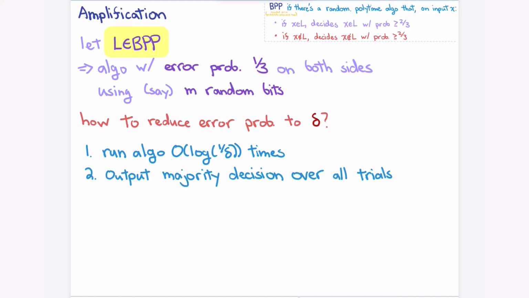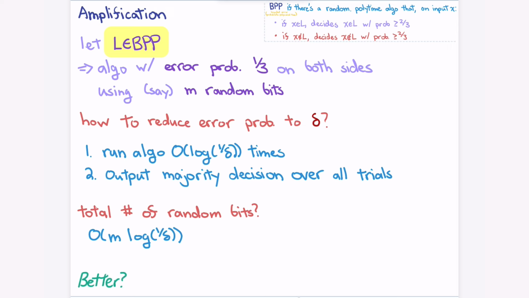It's basically like the median trick kind of thing, right? So you just apply Chernoff. 2/3 of them should be correct, so the odds of only 1/3 being wrong... The odds of half of them being wrong is going to go down exponentially fast. Okay, how many random bits do we need? Just multiplying it up. And the question is, can you do better?